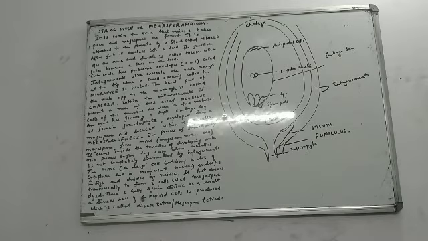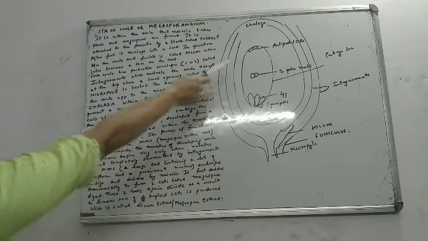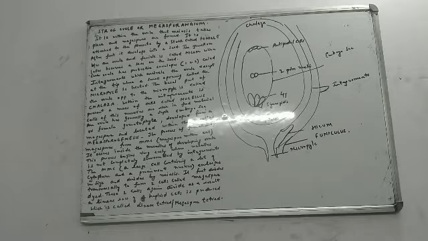These integuments encircle the ovule all around except where we have a small opening called the micropyle. The part of the ovule just opposite to the micropyle is called the chalaza, C-H-A-L-A-Z-A. Within the integuments, you have a mass of cells. This mass of cells is called the nucellus. Don't get confused between nucleus and nucellus.